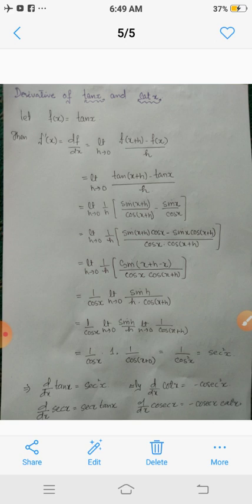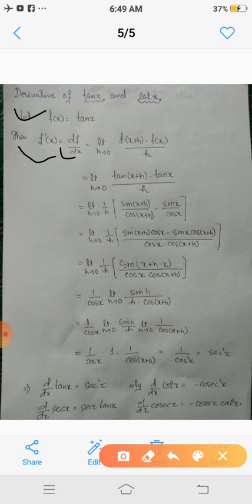In the previous lecture we discussed the derivative of sine and cos. Today we will be discussing the derivative of tan x and cot x. Let f of x equal tan x. Then we have to find f dash of x, that is dy by dx. Or if we put y equals tan x, then we have to find dy by dx.